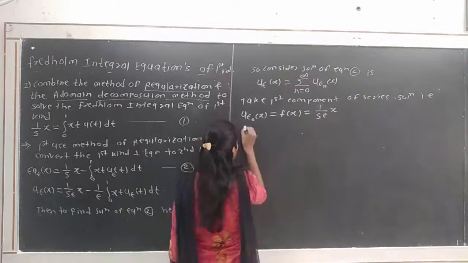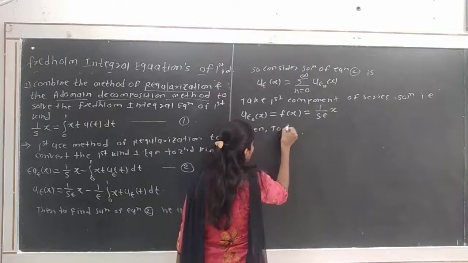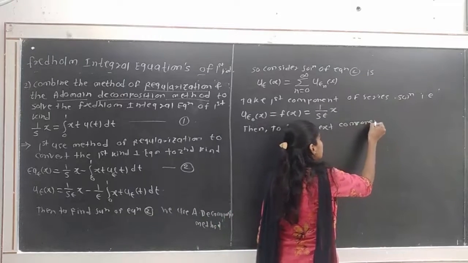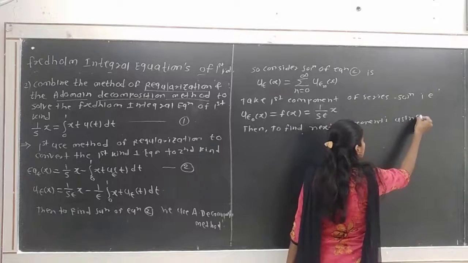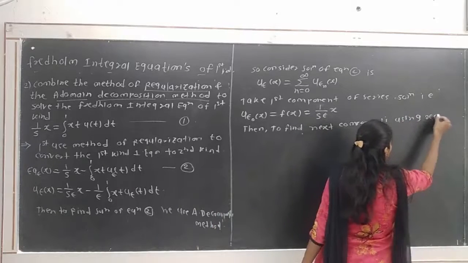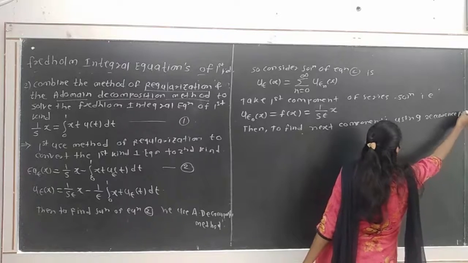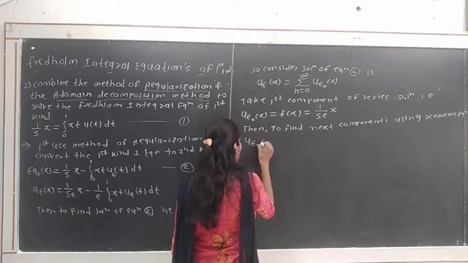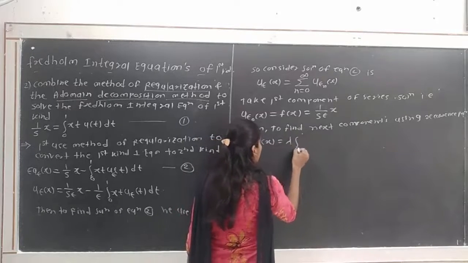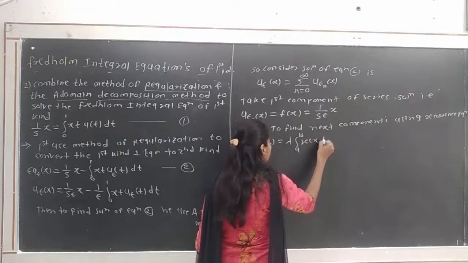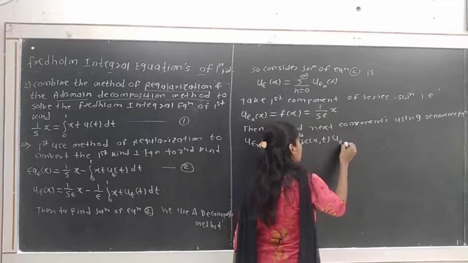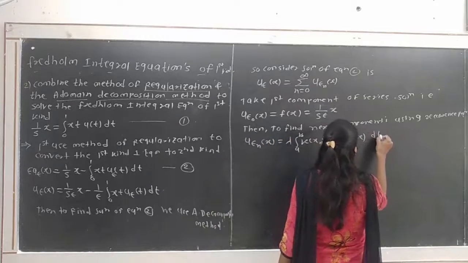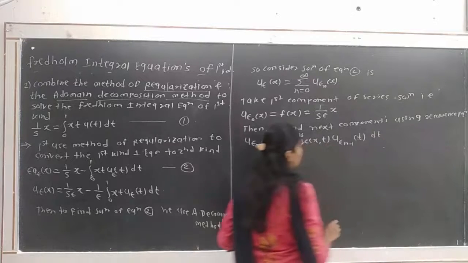Okay, then to find the next components using the recurrence relation, u epsilon n of x is equal to lambda integration from a to b k of x t into u epsilon n minus 1 of t into dt.